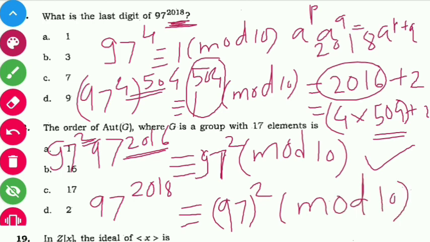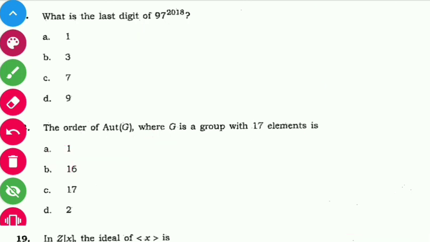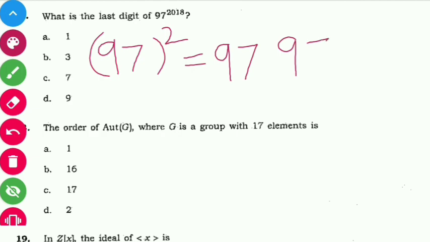Now just note that we want this number, right? But this is a big number. We can take modulo 10 of this number and we will get the digit we wanted, right? Because here we have 97 raised to 2018. So just reduce this number modulo 10. So for this, 97 square is just the same as 97 into 97, right?